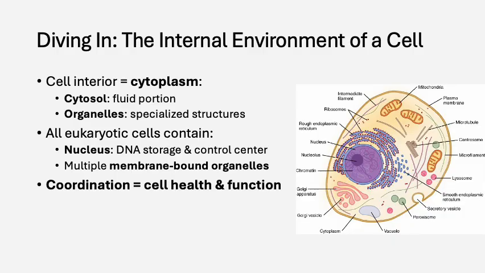Inside the cell is the cytoplasm, which is a region where most cellular activity takes place. The cytoplasm includes the cytosol, which is a fluid rich in enzymes, ions, and nutrients, as well as a variety of organelles with specialized roles. In eukaryotic cells, these organelles are often membrane bound, allowing different processes to occur simultaneously without interference. Proper coordination within the cytoplasm is essential for normal cell function and survival.